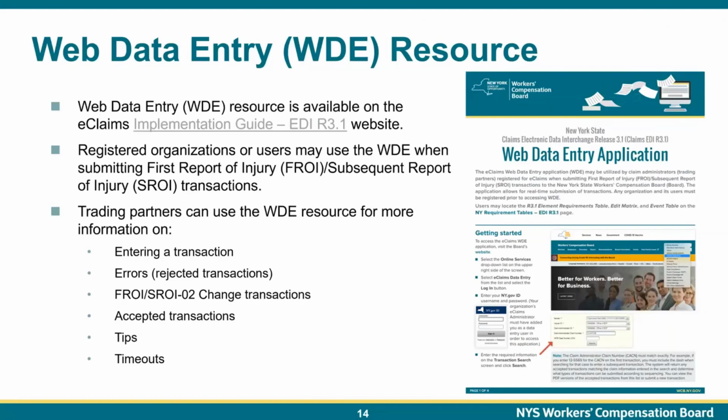You can use this resource document ultimately for information on entering a transaction, how to read errors on those rejected transactions. We included a little section on the O2 change transactions, as well as how to read some of those errors, which will be a little bit different than what you're used to in the past. What happens when a transaction is accepted, and we also included some tips and information regarding the timeouts related to web data entry as well. Again, you can find that out on the 3.1 implementation guide section.